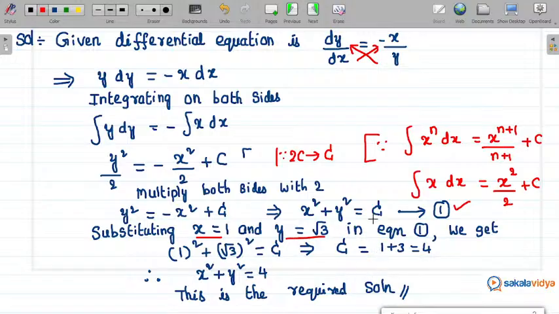Again substituting c value in equation 1, we get the particular solution, that is x square plus y square is equal to 4, which represents the equation of the circle whose center is at origin having radius 2 units, or it represents one of the family members of the family of circles itself only. This is the required solution.